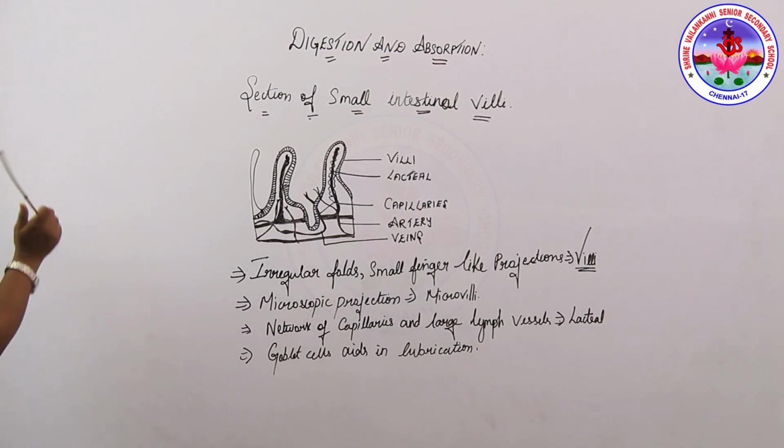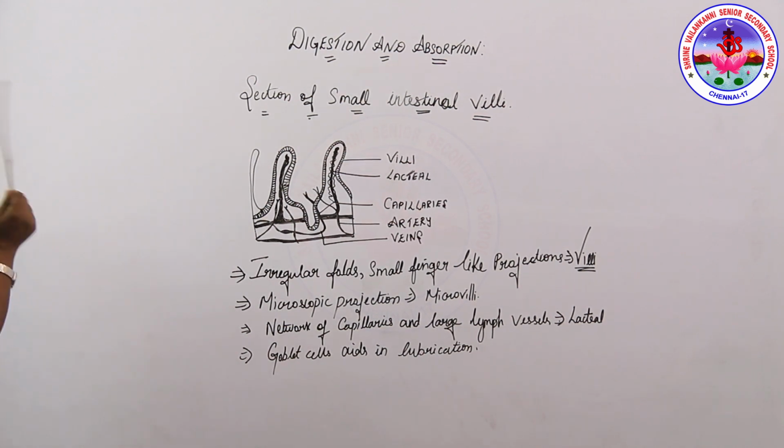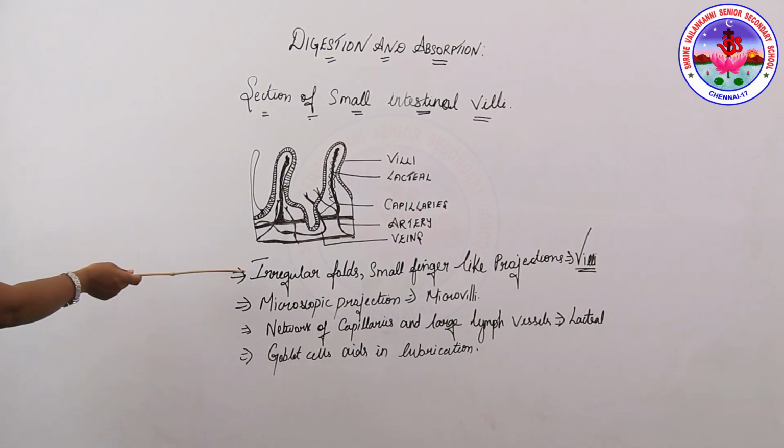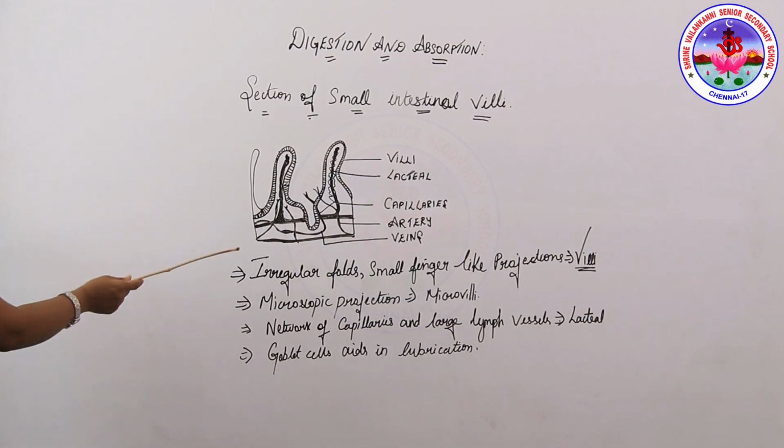What are the 4 layers of the small intestinal wall? That day we studied the layers of the wall in the alimentary canal, right? They are mucosa, submucosa, muscularis externa and serosa. So here we are going to discuss the precise description of each of these layers.